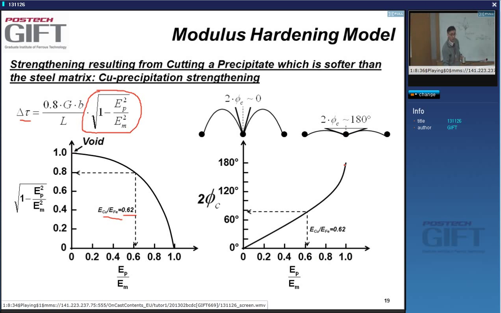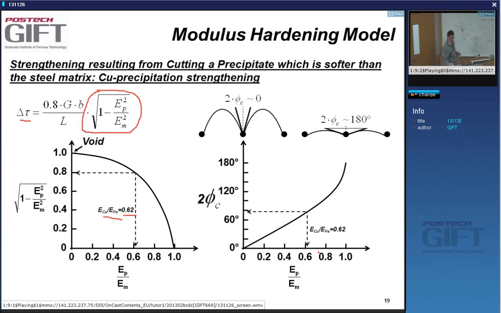On the contrary, if this is a void, yes? So basically EP is zero, then the angle before you have breakaway, this angle here, becomes very small. It goes close to zero, and that's what you see here.